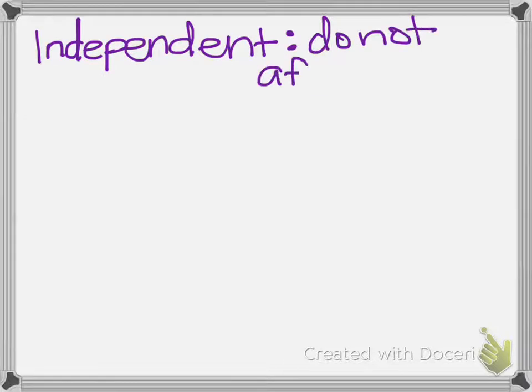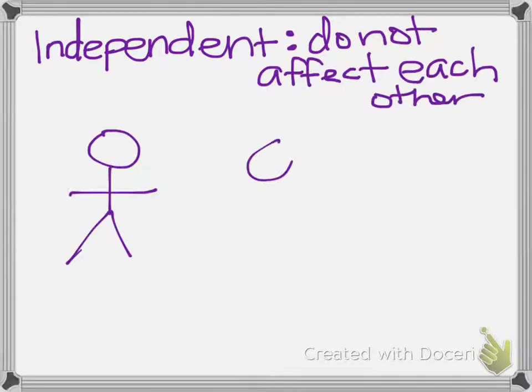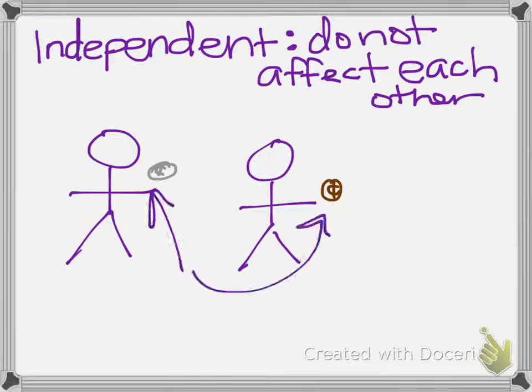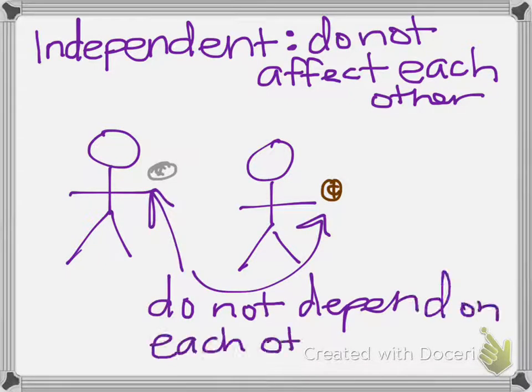Okay, so now we are going to talk about independent events. Independent events do not affect each other. So you have 2 people that are both tossing coins. One person's tossing a nickel, one person's tossing a penny. They could both be tossing pennies. They could both be tossing nickels. Doesn't matter. The fact that one person is tossing a coin doesn't affect the outcome of the other person's coin toss. They don't depend on each other.